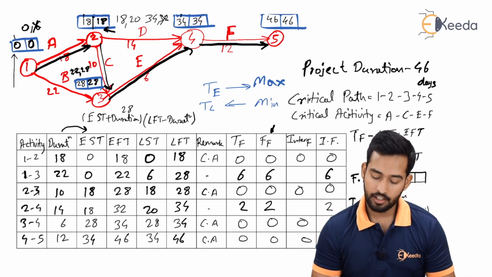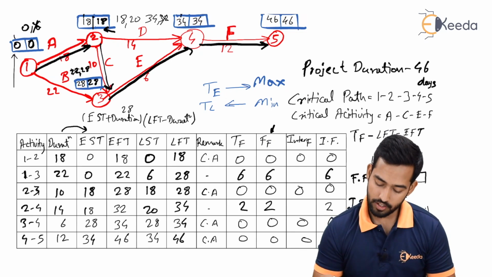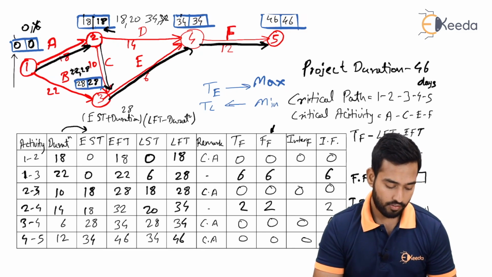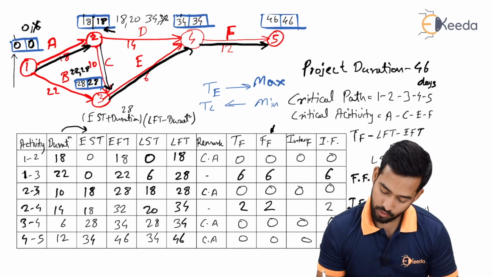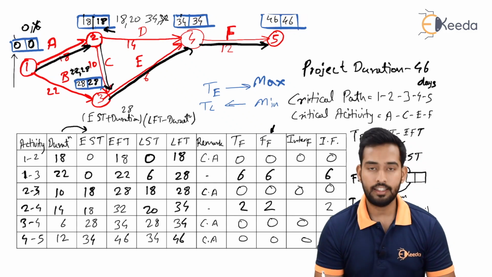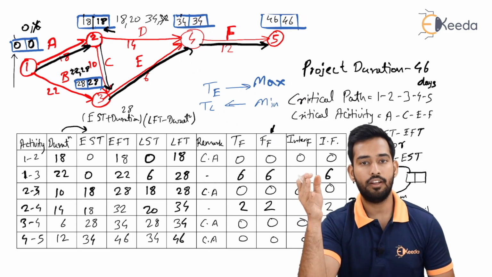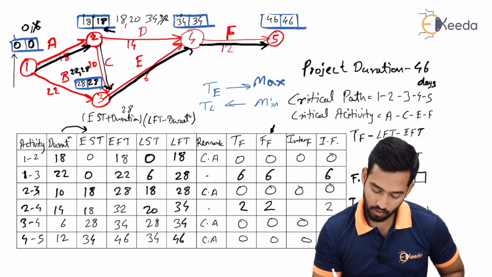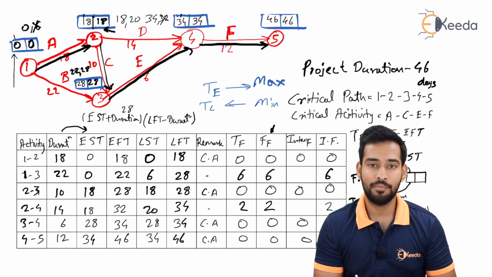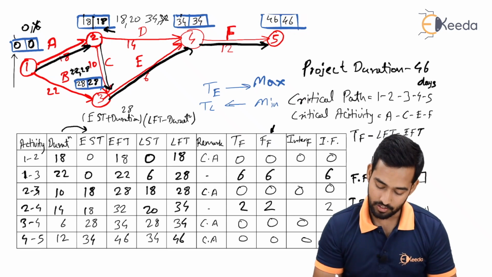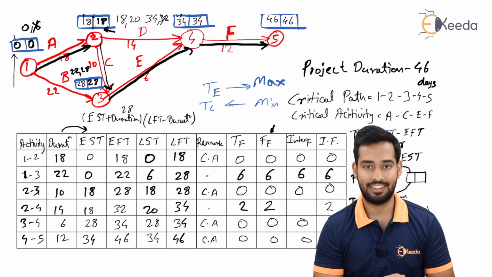Now next is interference float. How to find out interference float? While finding out interference float, the formula we have to use is same as free float. Just we have to use these two columns, that is TE of your head event and TL of your tail event. So considering first and third node, that is 28 minus 0, 28, and minus the duration will give answer equal to 6.